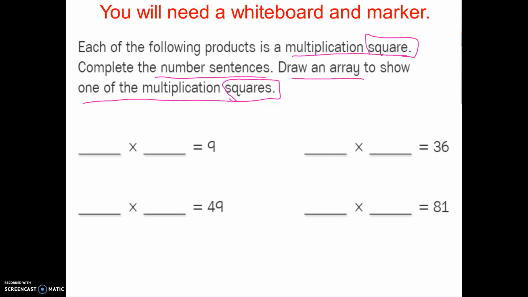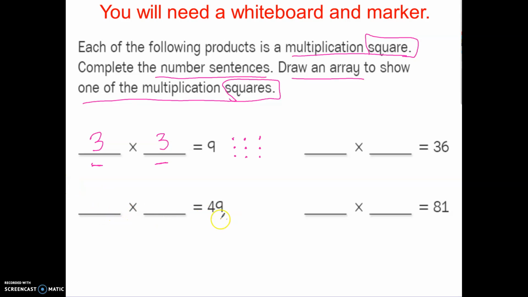Let's do this first one together. When I am working on multiplication squares, my factors both have to be the exact same number. So this one cannot be 1 times 9. Although it does equal 9, it's not a multiplication square. The factors have to be exactly the same. So 3 times 3 is 9. And then beside that, make an array for 3 times 3. And it should be in a square shape. So I want you to go ahead and finish.